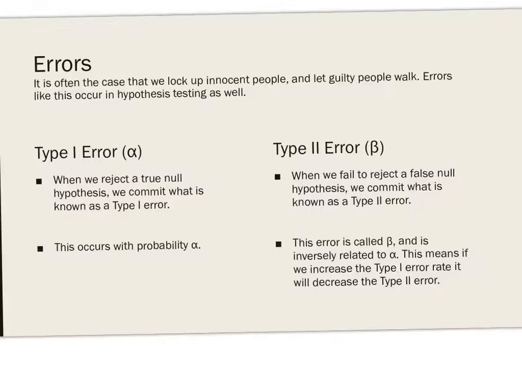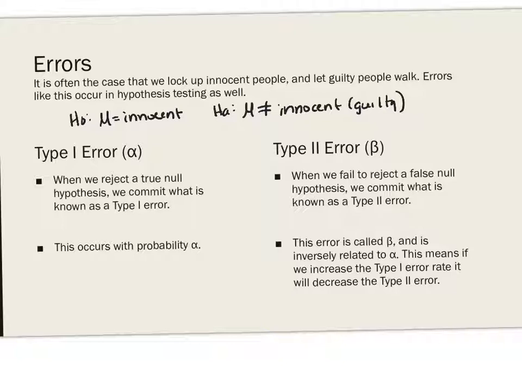Let's start again with the null and alternative, where the null hypothesis, H0, is that the person is innocent. And the alternative, HA, is that the person is not innocent, or in this case, that means they are guilty. So if we take these, we can develop what's called a type 1 and a type 2 error.